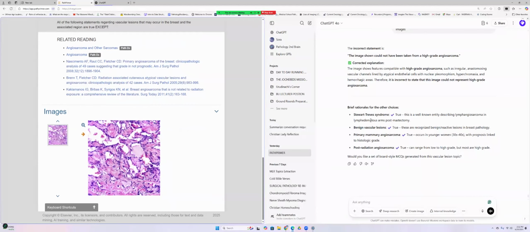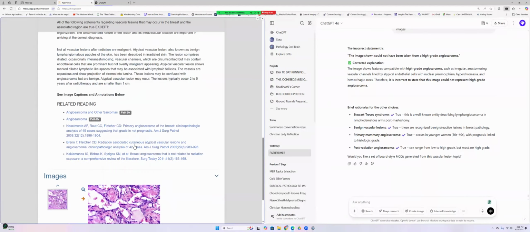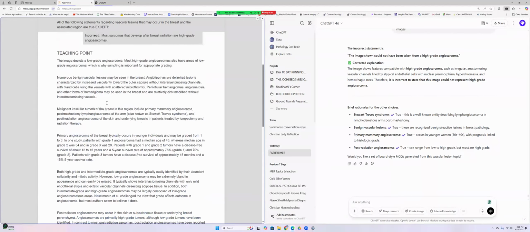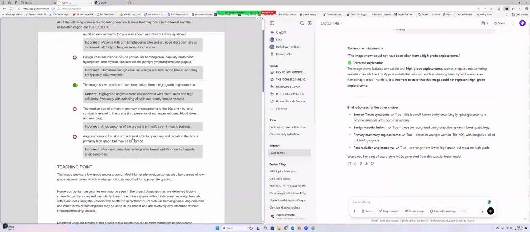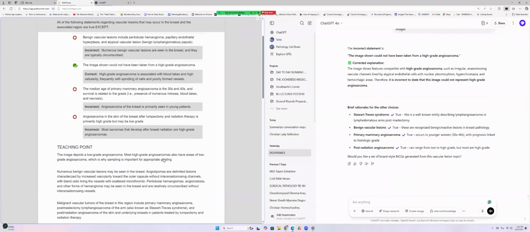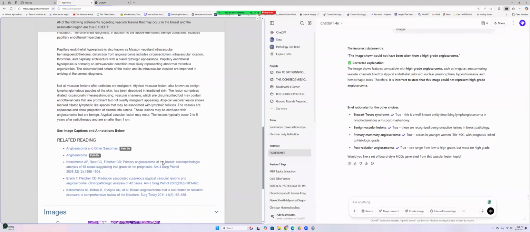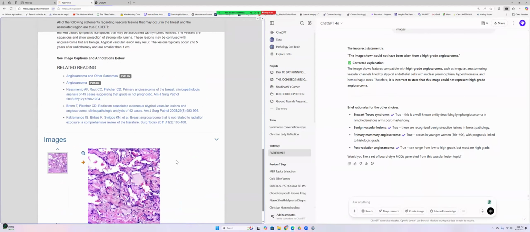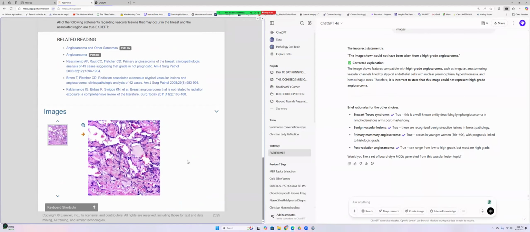So let's quickly look at high-grade angiosarcoma. What do you know about high-grade? We'll come to the teaching point later. What are the features of angiosarcoma? Maybe the degree of atypia of the cells. Yes, and irregularity. The vascular channels will be irregular and contain red blood cells.